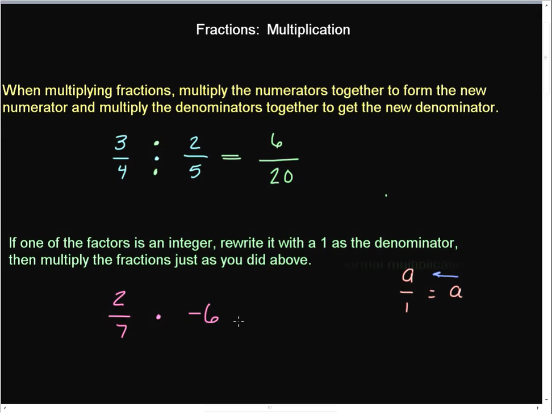And so if I rewrite this, this is going to be 2/7 times, and then it's going to take -6 and put it over 1. Now I can go ahead and multiply all that out. So I take 2 times -6 is -12. So I multiplied the numerators, got the new numerator. Multiplied the denominators. 7 times 1 is 7. There's your answer. And that's all you have to do with it. That's multiplying fractions.